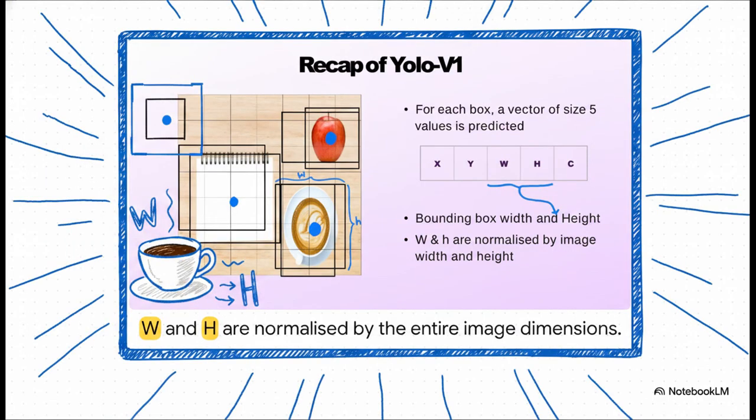But now, shift your focus to the blue brackets, defining the full width and height of the box. Notice how they break completely out of that single grid cell's jurisdiction. The coffee cup is bigger than one cell. So, to calculate W and H, the model uses the scale of the entire image canvas. It measures the object's total footprint on the global stage.